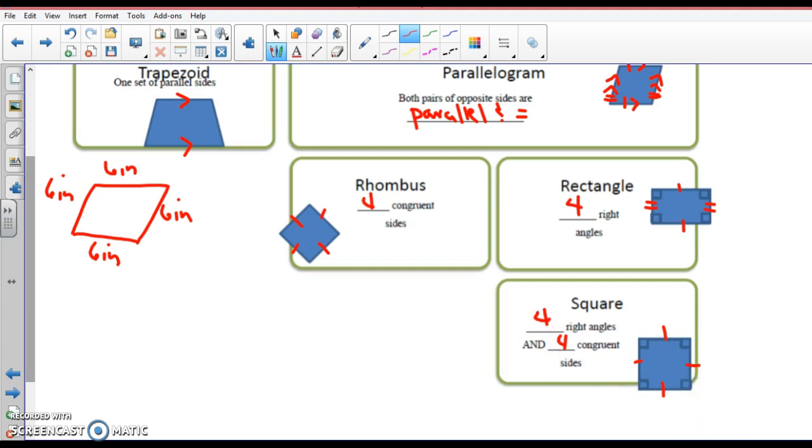Now, think about this. A square is also a rectangle because doesn't it have 4 right angles? Yes. Is a square a rhombus? Yeah. Does it have 4 congruent sides? Yes. And a square is also a parallelogram.